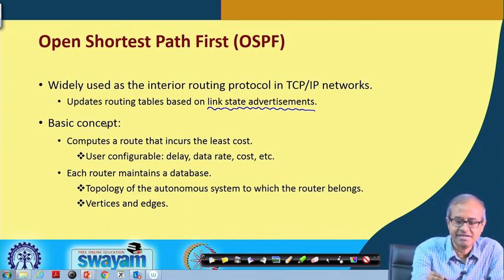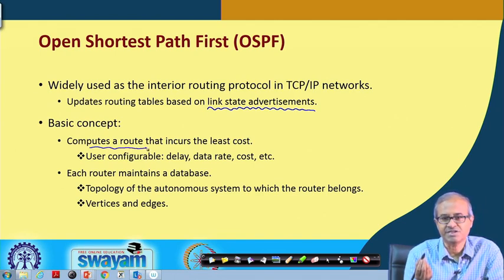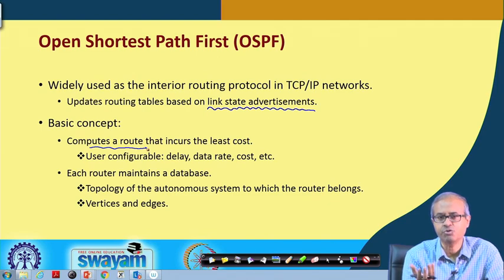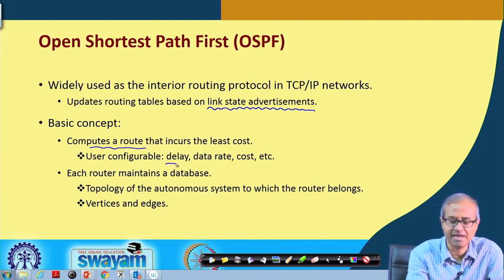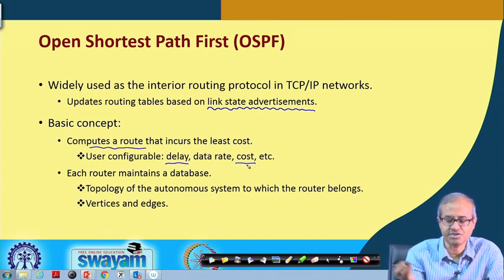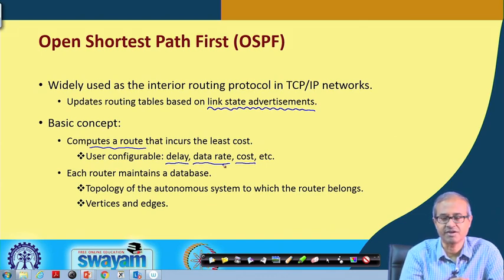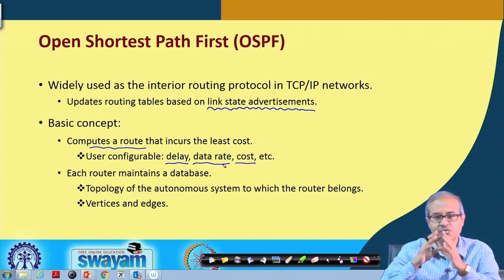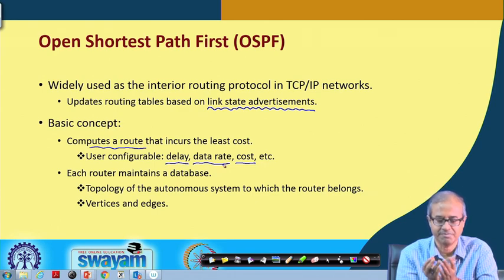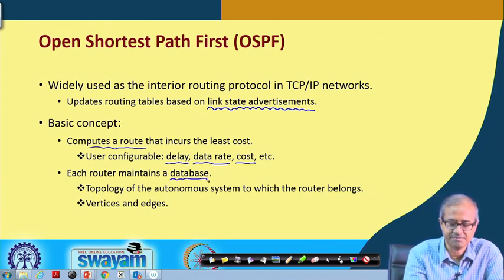The basic concept is that OSPF tries to compute a route again dynamically based on some least cost algorithm. The notion of cost again can be configured. How do you define cost? Is it minimum delay? Is it minimum cost, or is it with respect to the data rate of the links you are following? How are you defining it? Each router will be maintaining the information about the current state of the network of the autonomous system, that we are calling the database.